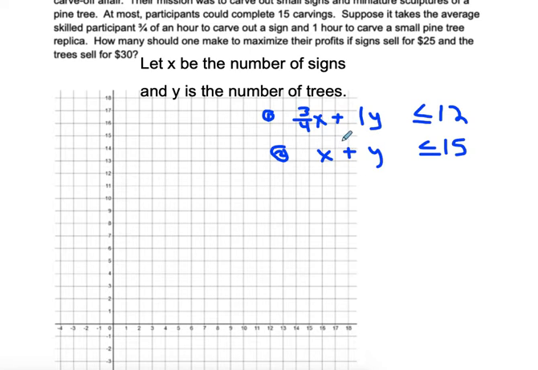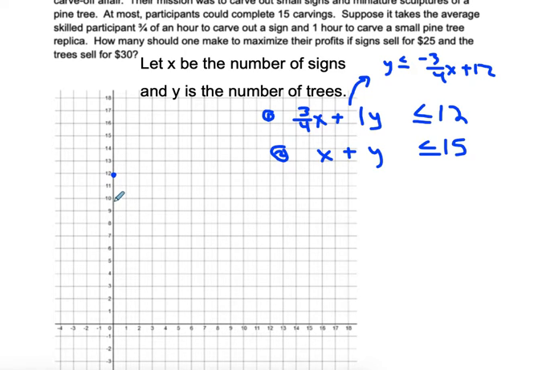Now, neither of these are in slope-intercept form. The quick way of getting these into slope-intercept form is to subtract the x off on both sides. So if you look at this first equation, what we can do is subtract that 3/4 x, then we'd be left with y is negative 3/4 x plus 12. And graphing that is really fast. Again, we'll start at our y-intercept at 0, 12.